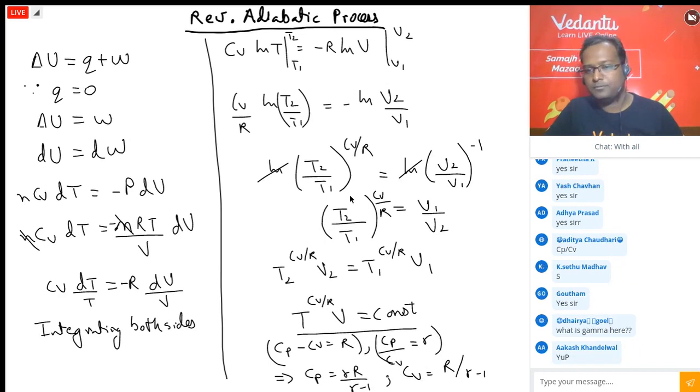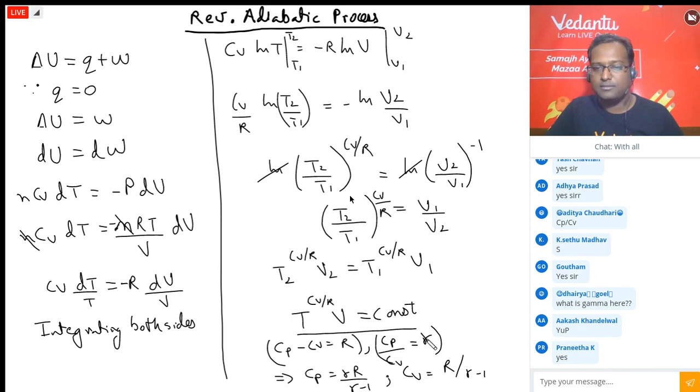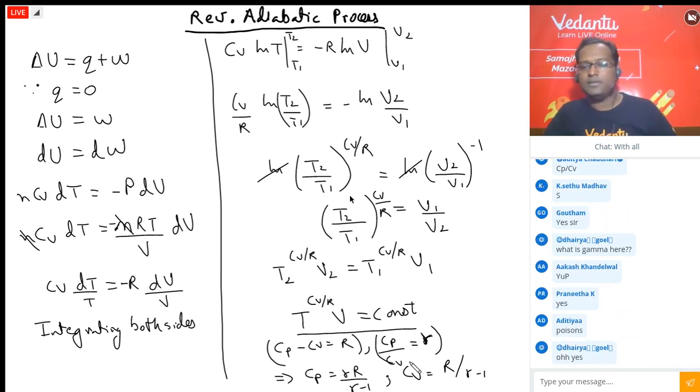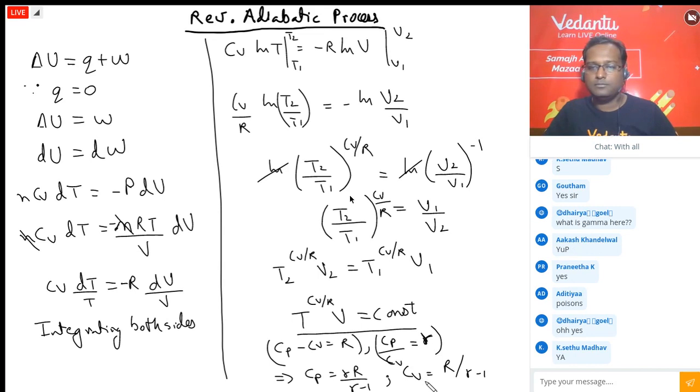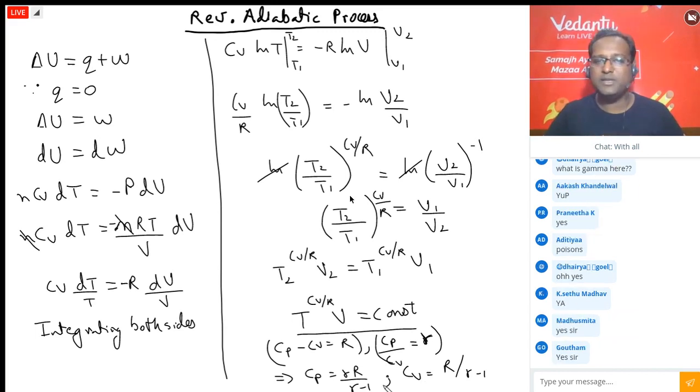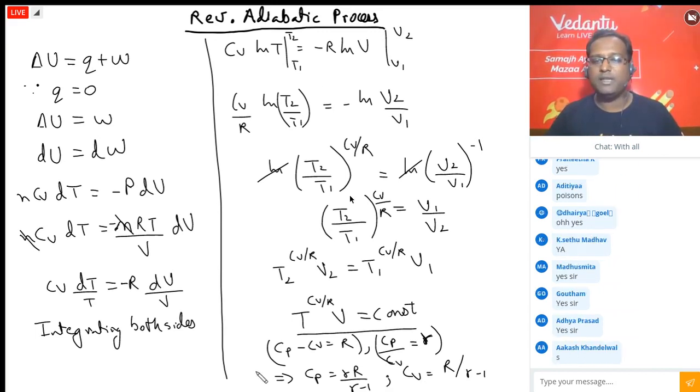Gamma is Poisson's ratio we discussed in the previous class. It's a constant. Understood? Cp का formula is gamma R by gamma minus 1 and Cv का formula is R by gamma minus 1. So if you remember gamma, you can directly write the Cp and Cv values.